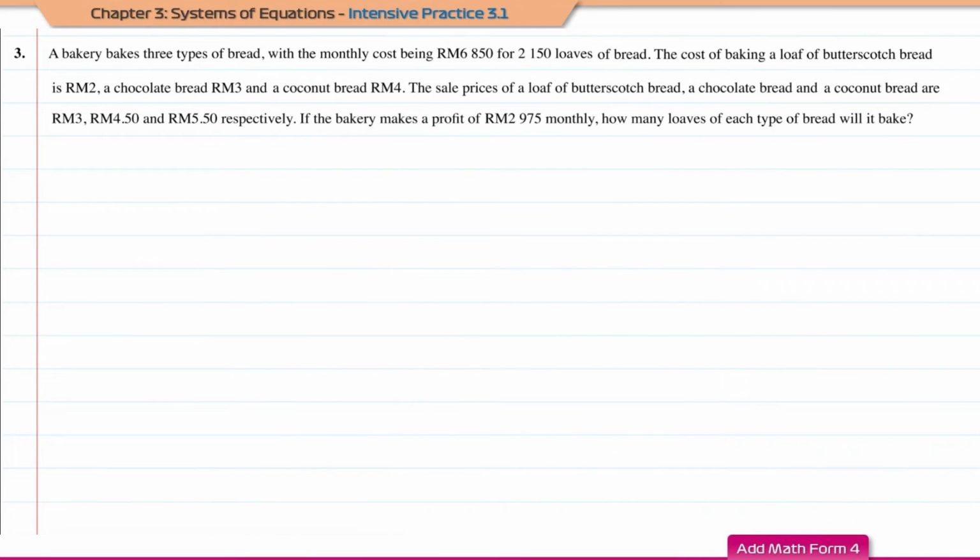3. A bakery bakes 3 types of bread, with the monthly cost being Rm6,850 for 2,150 loaves of bread. The cost of making a loaf of butterscotch bread is Rm2, a chocolate bread is Rm3, and a coconut bread Rm4. The sale prices of a loaf of butterscotch bread, a chocolate bread, and a coconut bread are Rm3, Rm4.5 and Rm5.5 respectively. If the bakery makes a profit of Rm2,975 monthly, how many loaves of each type of bread will it bake?